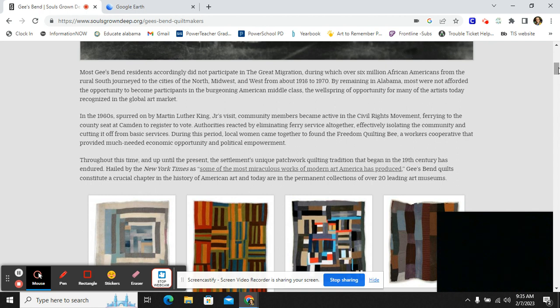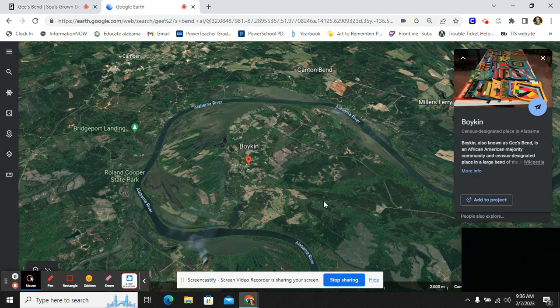In the 1960s, spurred on by Martin Luther King Jr.'s visit, community members became active in the civil rights movement, ferrying to the county seat at Camden to register to vote. So ferrying is talking about a boat ride. That river you saw in Gee's Bend right here, they actually had to ferry over to this place right here called Camden. That was the nearest voting place.